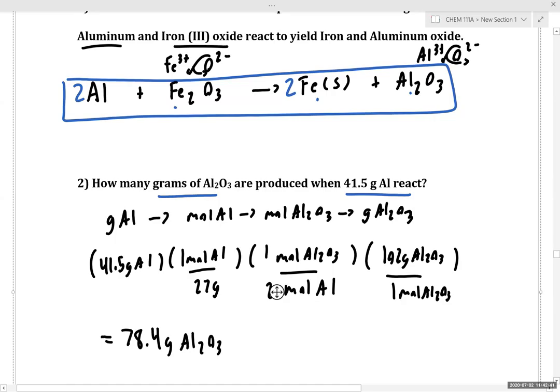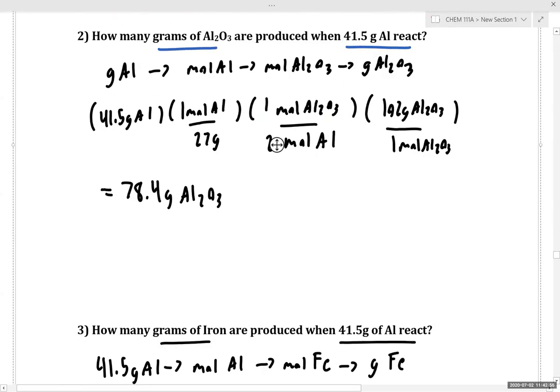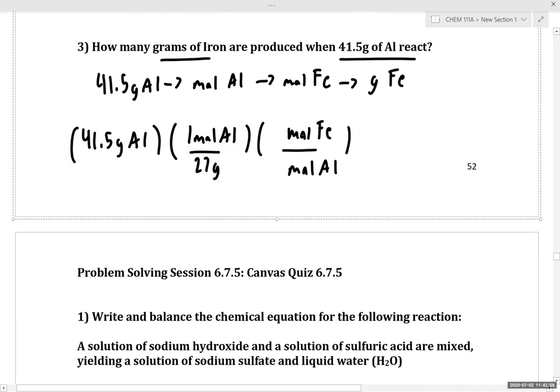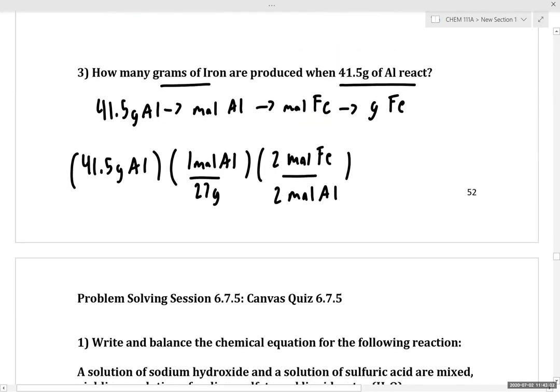How many moles of iron do we make per mole of aluminum? What's our mole to mole ratio? Two to two. Yep, exactly right. So we have 2 moles of iron per every 2 moles of aluminum. And then finally, we know that we have 55.8 grams of iron per every 1 mole of iron.